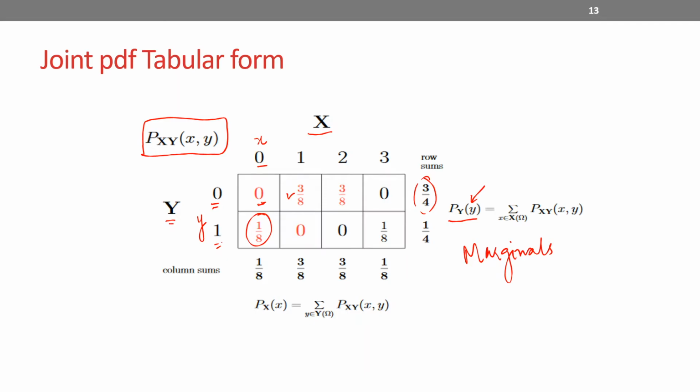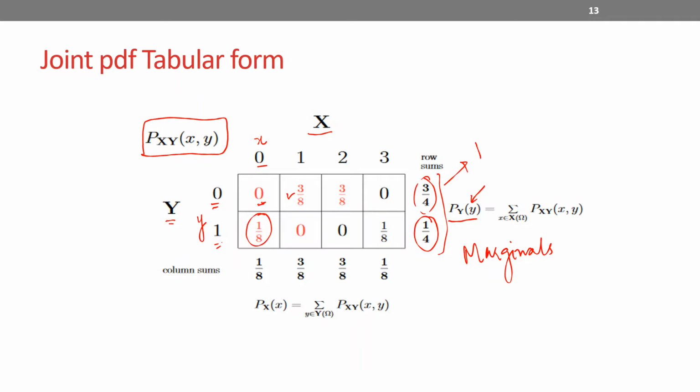So here, as you can see, this is the sum of all these when y is 0, right? Similarly, this is the sum for all of the other possible values of x when y is 1, right? And if we add these, we'll get 1, which obviously is true because the total probability of all possible events has to be equal to 1.